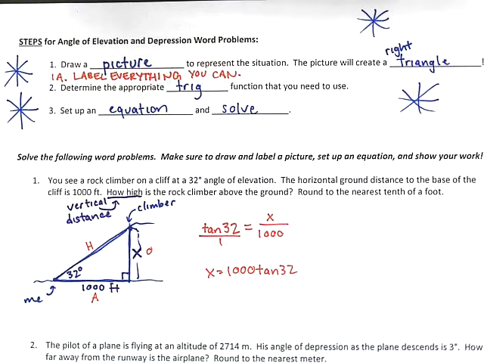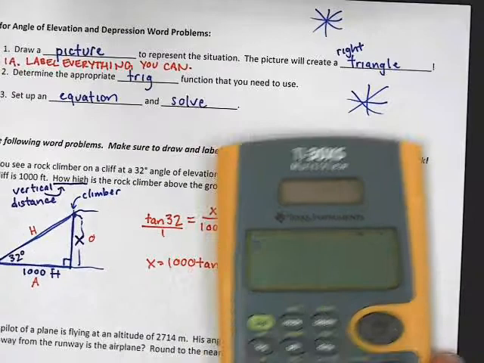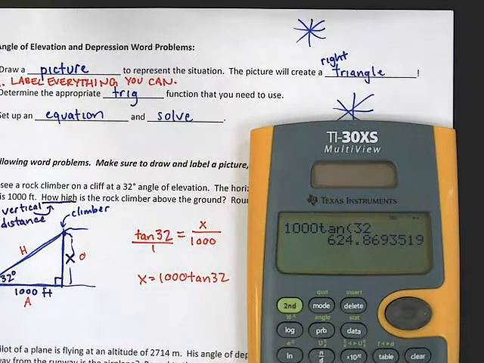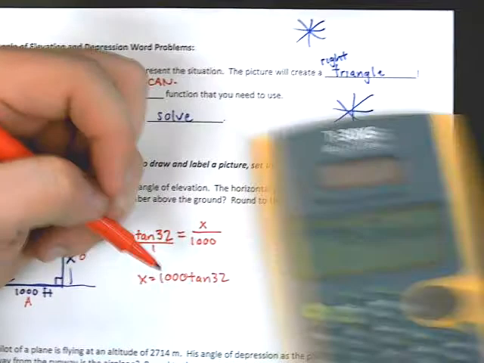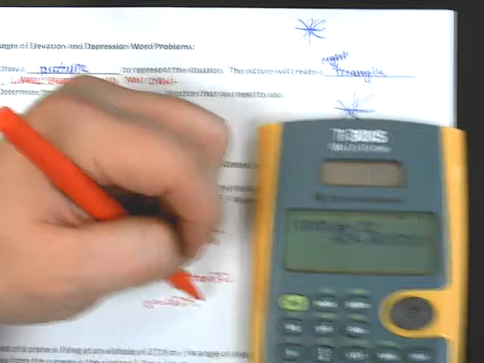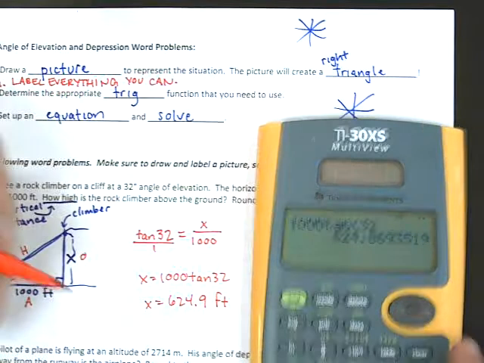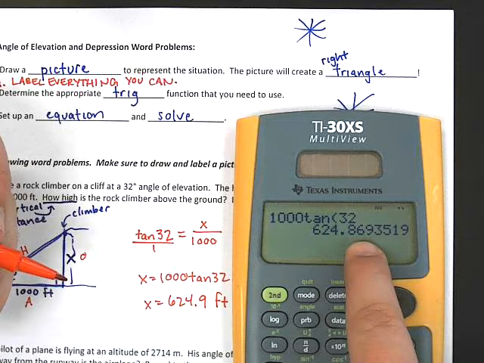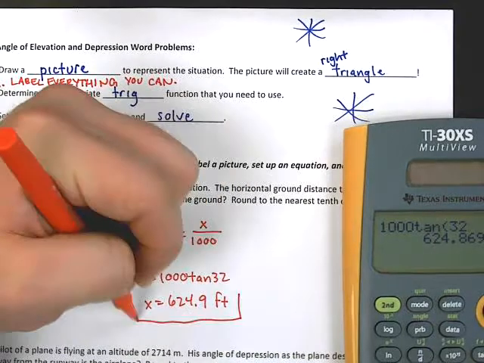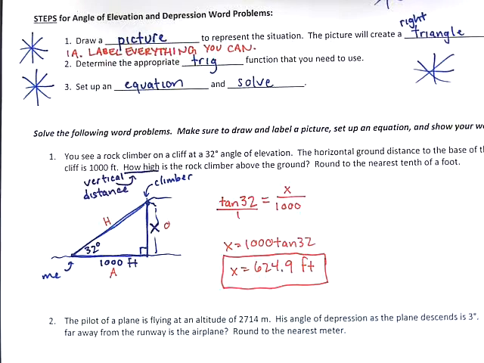And if we have our calculator, let me grab one real quick, sorry guys. If I have my calculator, I just type in 1,000 tan 32 and I get my answer. Now, it does say to round to the nearest tenth of a foot, so x equals 624.9 feet. If I just want tenths, then I need to look at the second decimal place and round my first decimal place to 0.9. All right? Let's do a couple more of these.